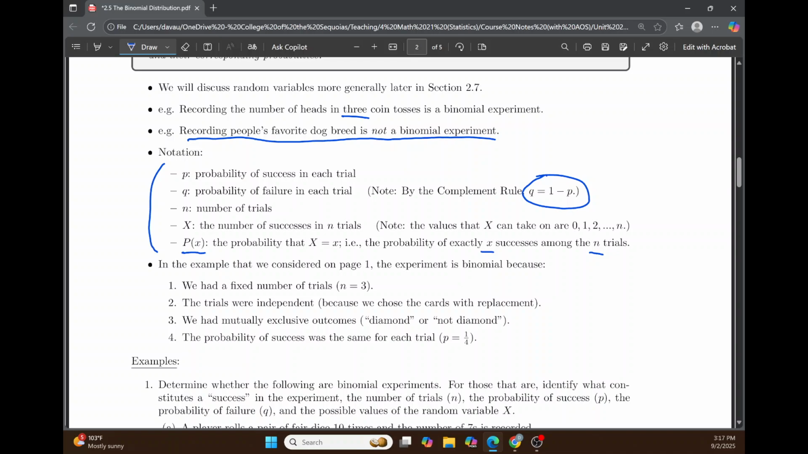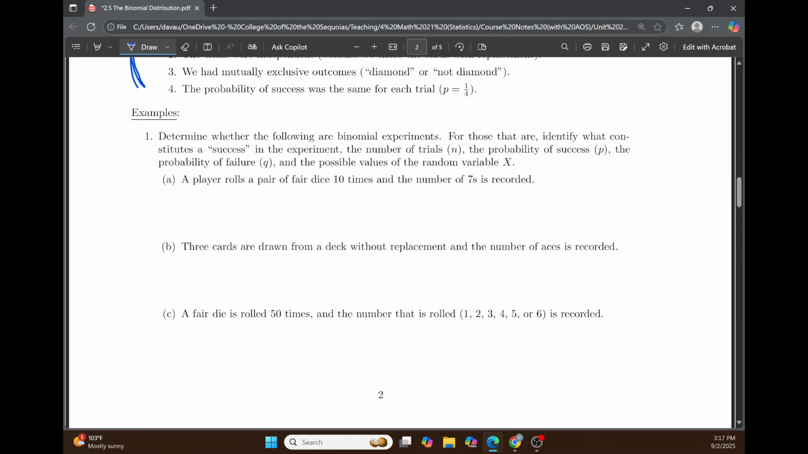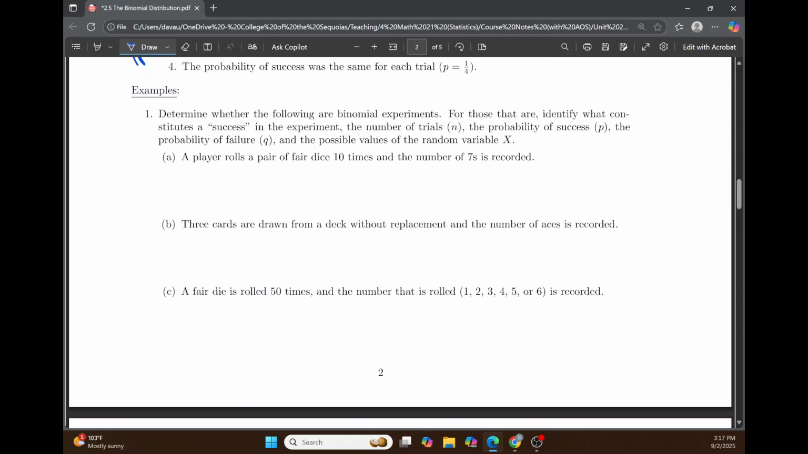If all of that feels confusing to you, don't worry. Take a deep breath. It's going to be fine. We'll do some examples, and you'll see that this is actually very, very straightforward. In the example we considered on page 1, we had a binomial experiment for sure. Let's just look at a couple more examples. Example 1 says, determine whether the following are binomial experiments. For those that are, identify what constitutes a success in the experiment, the number of trials n, the probability of success p, probability of failure q, and the possible values of the random variable.